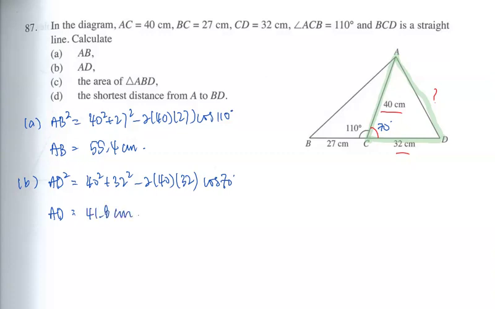Area of triangle ABD. I see the keyword area. So there are 2 ways to figure out the area of a triangle. The direct way, one is use half base times height. The other one is use your sine rule. Okay, ABD is this entire triangle here.